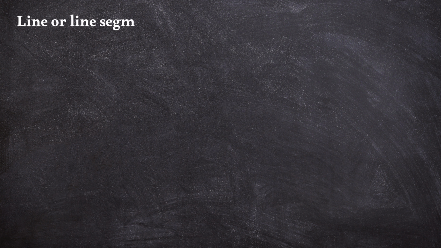Line or line segment. Imagine that we draw 2 points, let's call them point A and point B. If we join these 2 points following a straight path from A to B, we create something called a line segment, and we name it line segment AB.